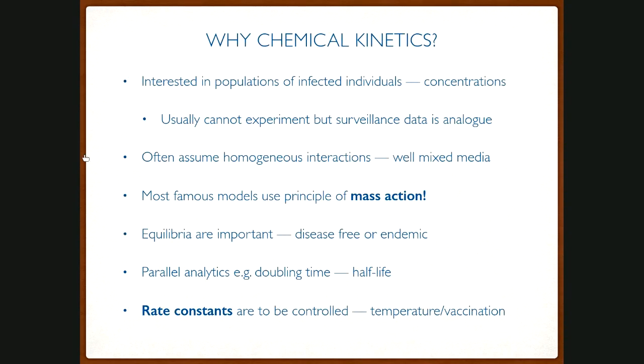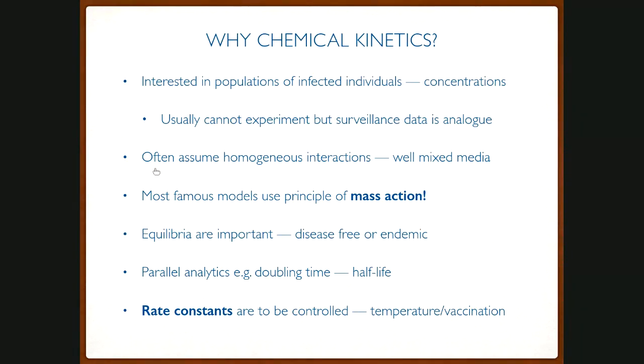So why then do we even need to really try and link this up to chemical kinetics? Well, fundamentally, with infectious disease epidemiology, what we're interested in is the behavior of populations of individuals, populations of infected individuals in this case. And you could sort of think of them as somewhat similar to concentrations of molecules or numbers of molecules in some fixed media. As mentioned before, we can't do experiments, at least most of the time, but surveillance data is what we'll use to try and understand, you could say, the kinetics ongoing.